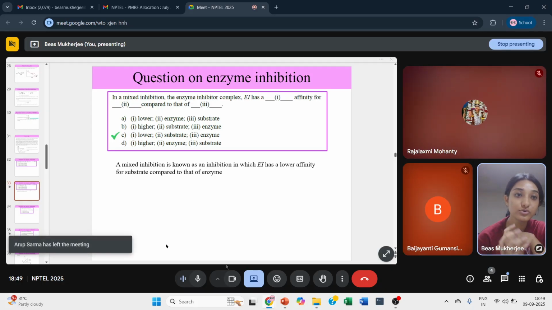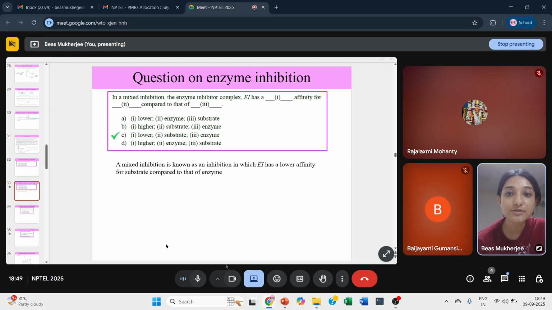That is why, of course, more of the substrate will be captured by this enzyme inhibitor complex, which is anyway not going to react. And what is happening? More of the substrate is wasted, right? So mixed inhibition is known as an inhibition in which the enzyme inhibitor complex has a lower affinity for the substrate compared to that of the enzyme. Okay, sorry, I just said the exact opposite thing, sorry. So the enzyme inhibitor complex has a lower affinity for the substrate compared to that of the enzyme. Okay, all right.